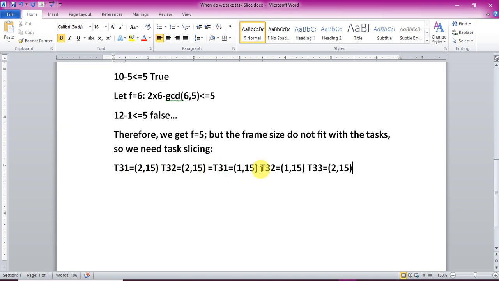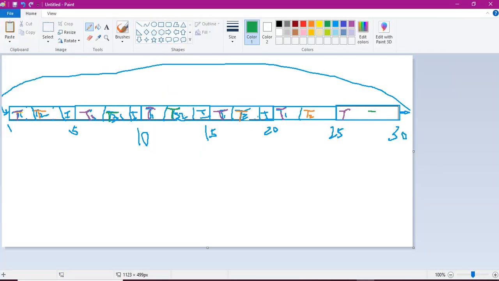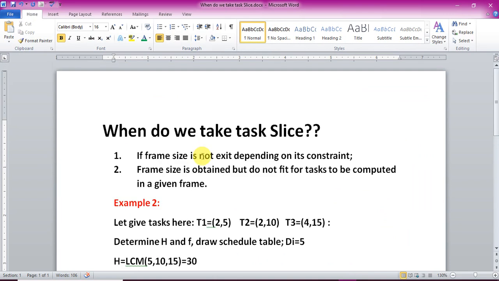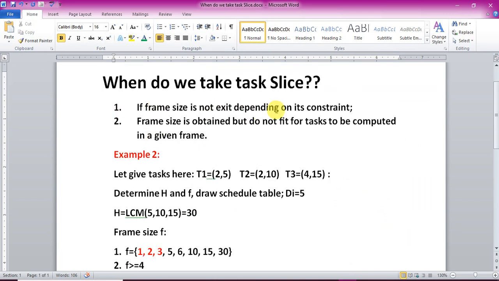So the other option, this 2, this 3, this option is best. You have to take this option, and then you have 3 different components, 1 unit here, 2 units here. It's going to work. So now time slicing can be subjected in 2 cases: 1, if the frame size does not exist; 2, the frame size is obtained but is not fit for the given frame. That's why we take time slicing. Thank you very much.